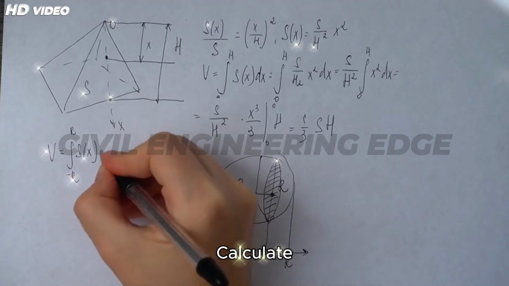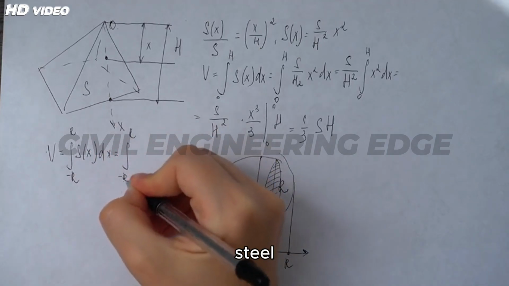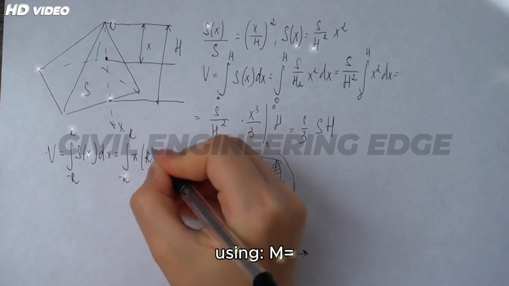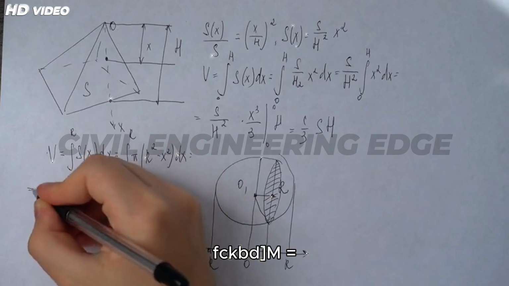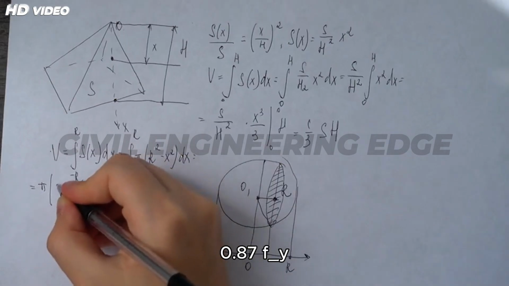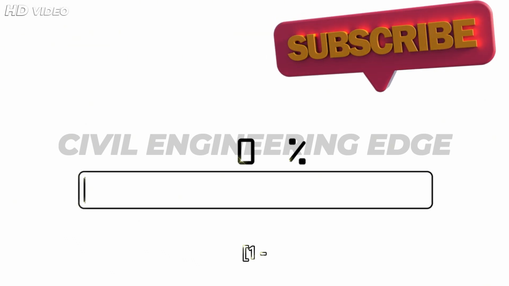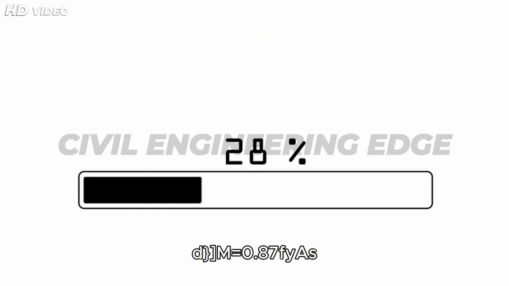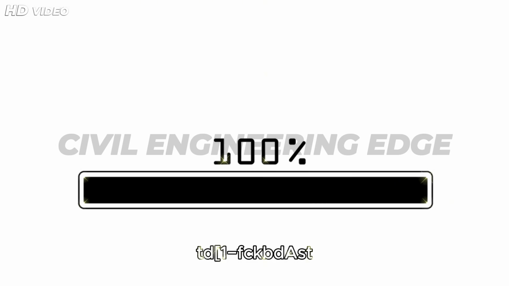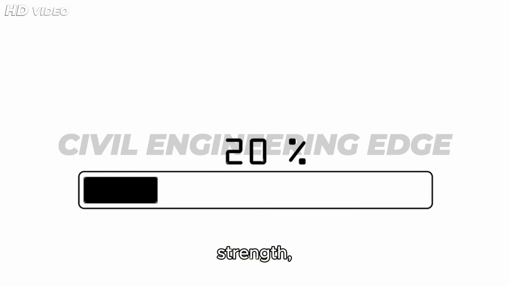5. Calculate area of steel Ast using M = 0.87 fy Ast d (1 - Ast fy / (fck b d)).